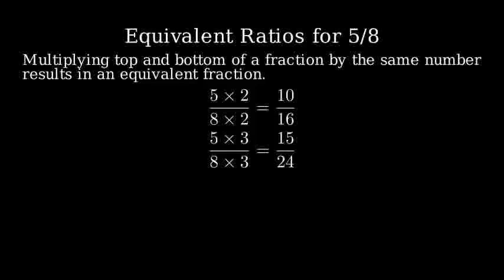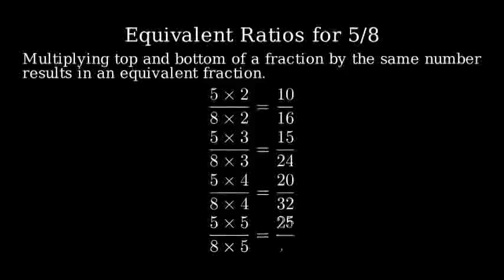In this example, we multiply both terms by 4. 5 times 4 is 20, and 8 times 4 is 32. Finally, we multiply by 5. 5 times 5 is 25, and 8 times 5 is 40.